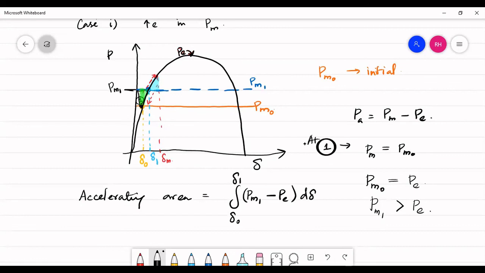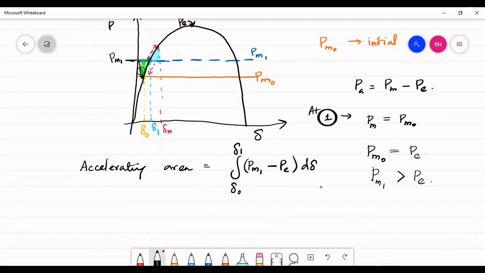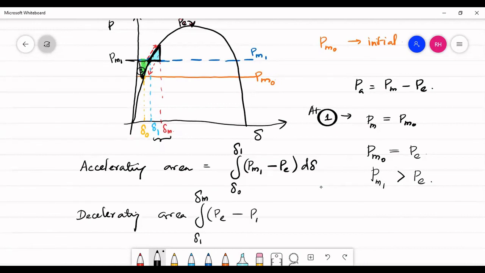Okay, and the decelerating area. So if you have to define the decelerating area, here the delta value ranges from delta 1 to delta m. So delta 1 to delta m, and here the value of PE minus PM. So consider this triangle. So this portion is PE and here you have PM1. So PE minus PM1 into the delta. So if accelerating area is equal to the decelerating area, then we call the system to be stable.